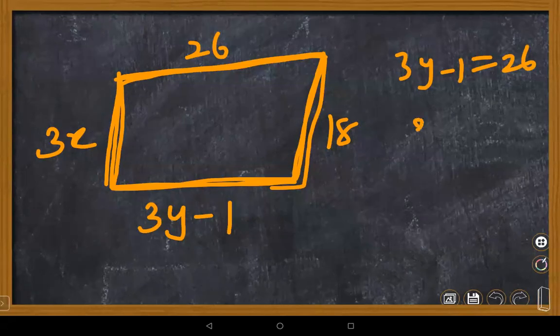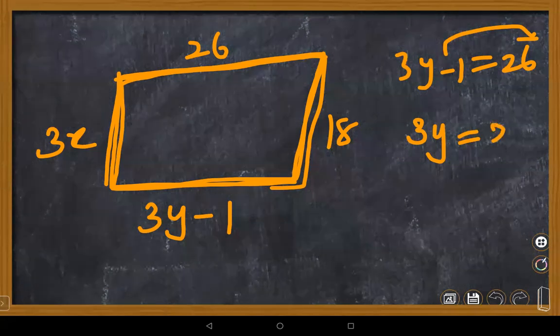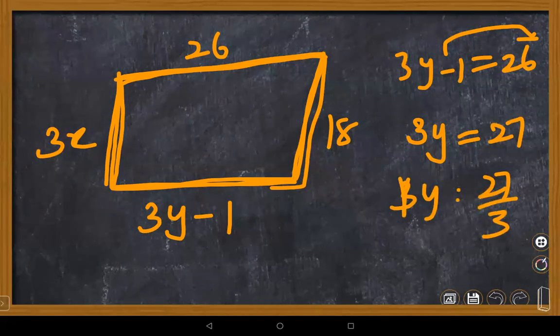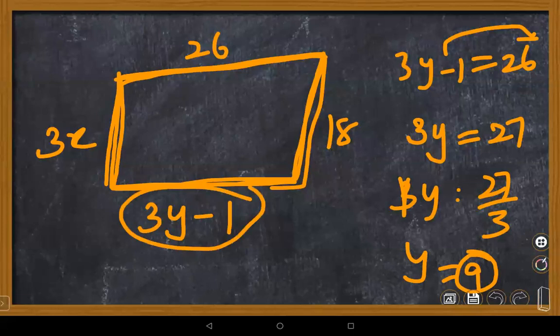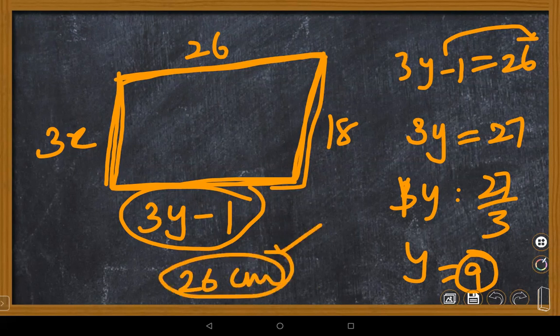So, 3y equal to? 27 minus 1. So, 3y equals 27, y equal to 27 by 3. Y equal to 9. So this side becomes how much? 3y into 9, that is 3 nines are 27, 27 minus 1 is 26 centimeters. Very good.